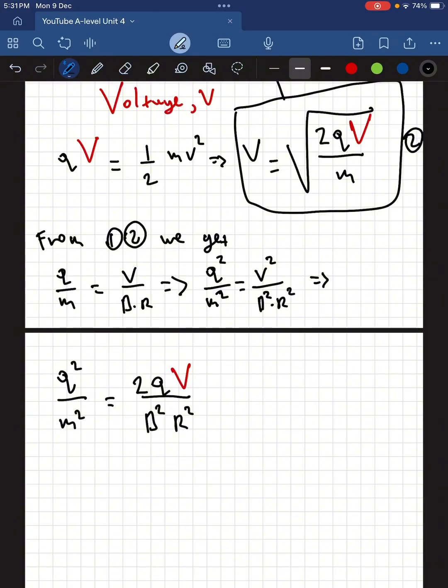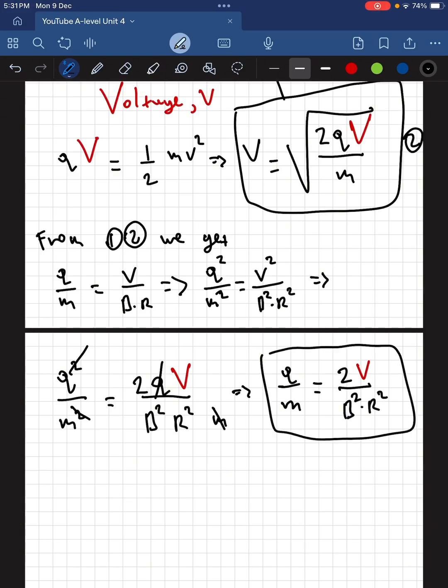We get some cancellations. Did I mess up something? Yes, we have the mass in the denominator. So Q and Q cancel, M and M cancel, and we get that Q over M is in fact equal to 2 times the voltage, the applied voltage that we have control over, at least in an experiment, over B squared times R squared.